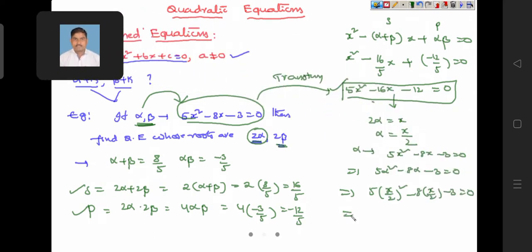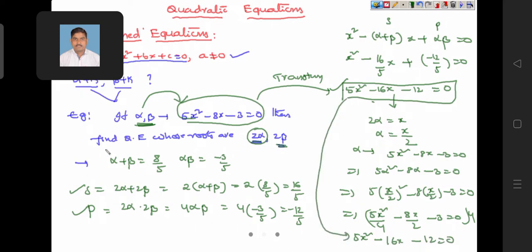So that implies 5x square by 4 minus 8x by 2 minus 3 is equal to 0. Multiply both sides of this equation by 4. Then what will you get? 5x square minus 4 into 8 is 32 by 2 is 16x minus 4 into 3 is 12 is equal to 0. So simply, the same quadratic equation you got. So without finding it using the actual formula, we can find it directly in this procedure.